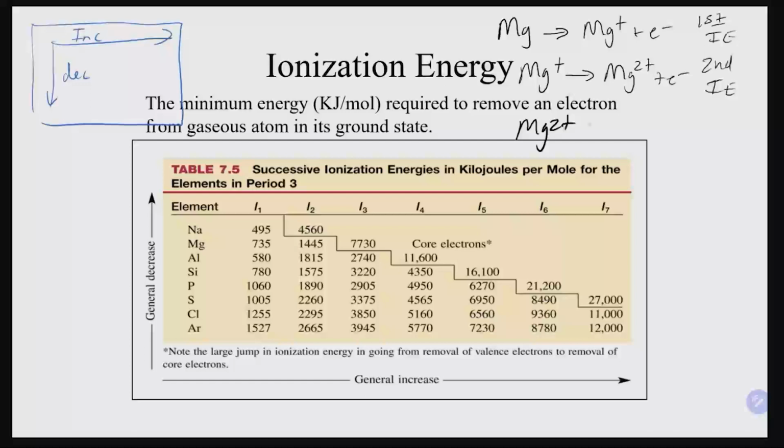Maybe it then loses a third electron, which would be the third ionization energy. Obviously, you can continue on with as many electrons as you like. Is it easier to remove the first electron or the second or third electron? Which one's easier to remove? The one that's actually easier to remove is the first electron. It is the easiest to remove.